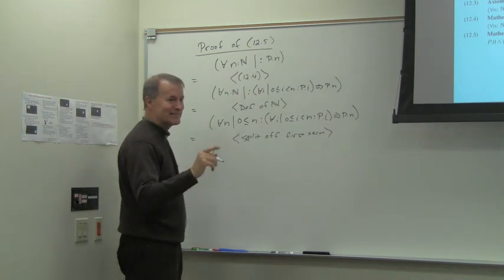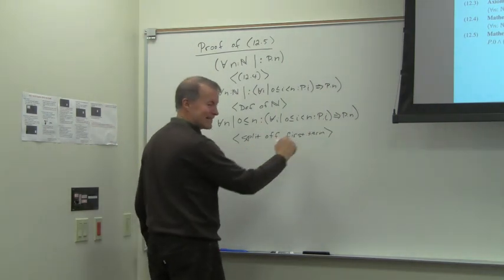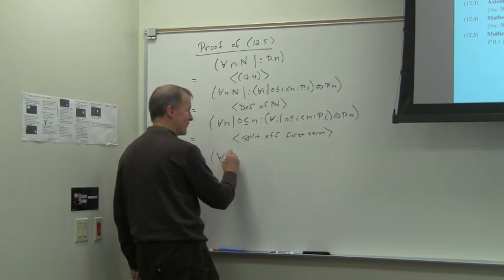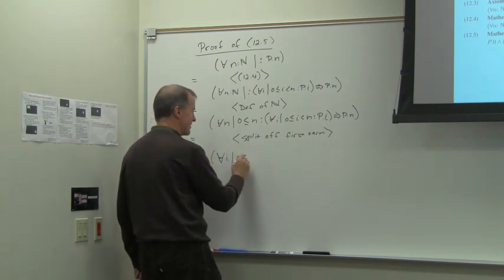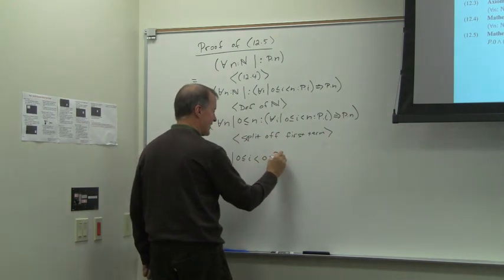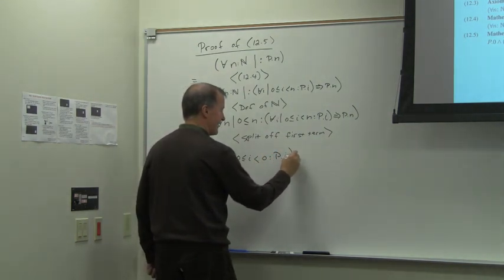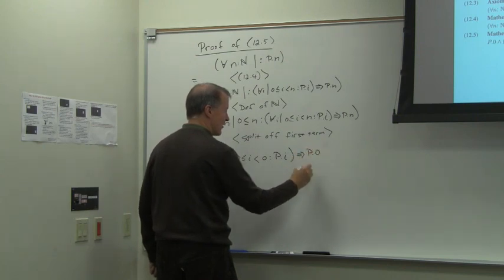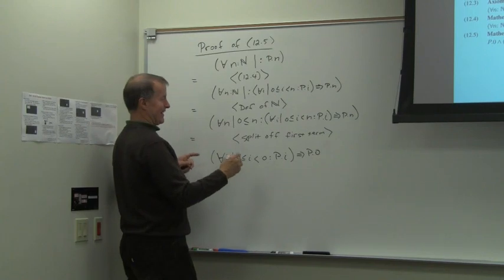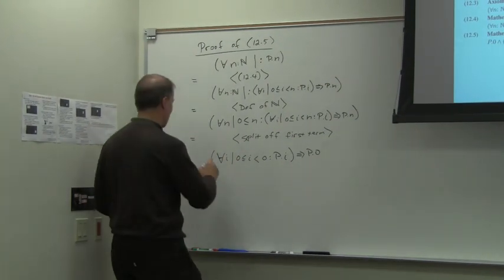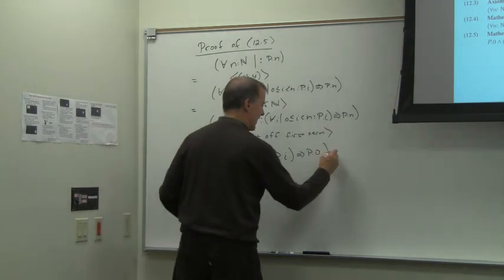Are you with me? See, most people don't. Most people do p dot, but it's for all I, range 0 less than or equal to I less than 0, body p dot I implies p dot 0. Put the whole thing in parentheses, and then what?